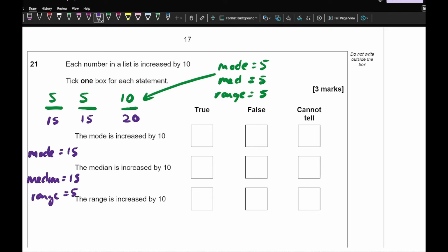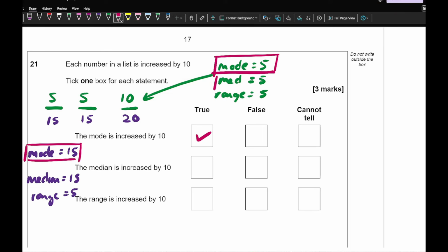So let's have a look, see if these are true. Comparing the green numbers to the purple information, the mode is increased by 10. Well, looking at the mode, I've got a mode of 5, and here I've got a mode of 15. So has the mode been increased by 10? Yes, it has.